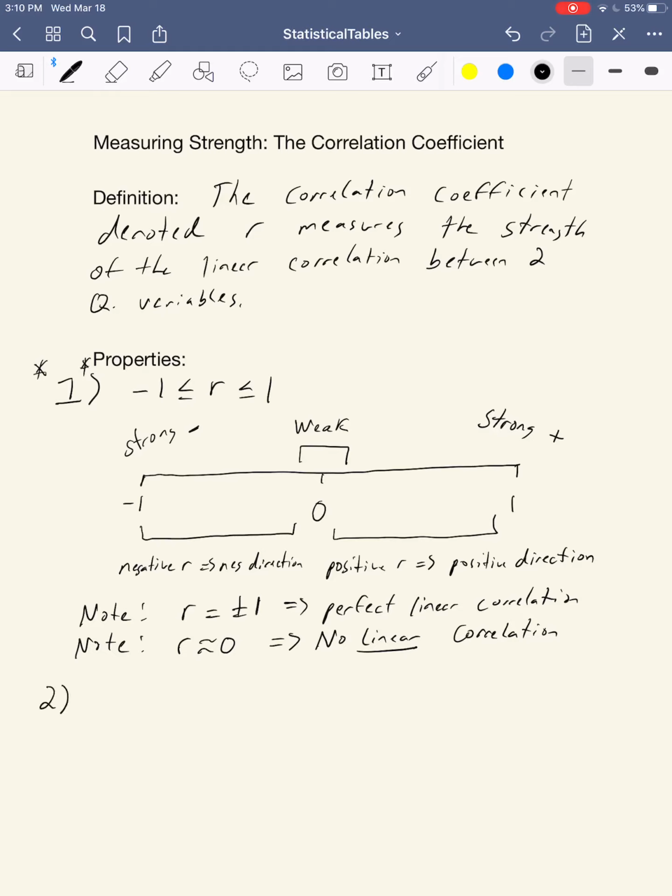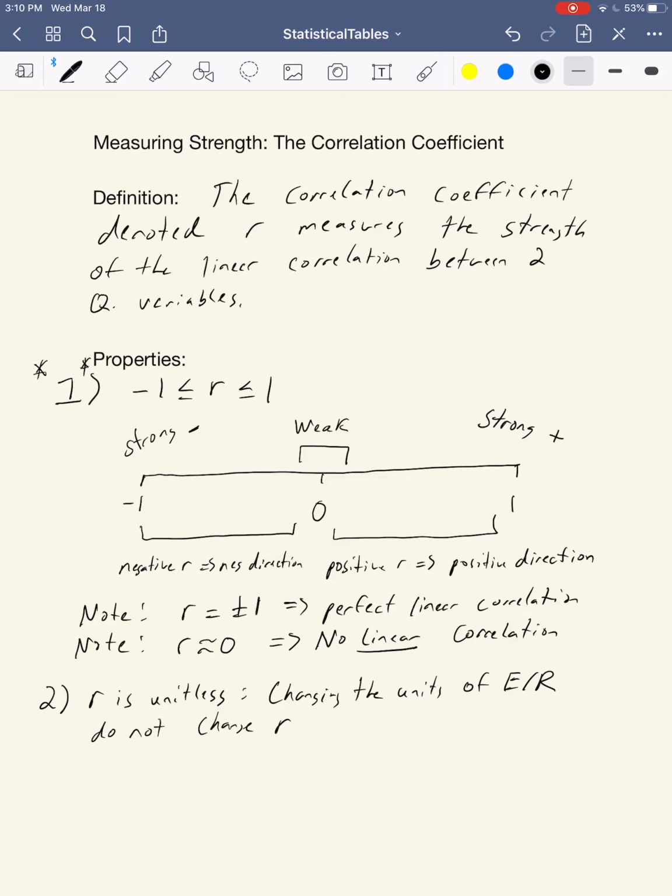The second one we're going to talk about is that r is unitless. All this means is that changing the units of the explanatory and response variables does not change r. If you're calculating a relationship that involves the explanatory variable of height, and you change how you measure somebody's height, maybe switching from inches to centimeters or inches to feet, just by changing those units, you won't change the r value.